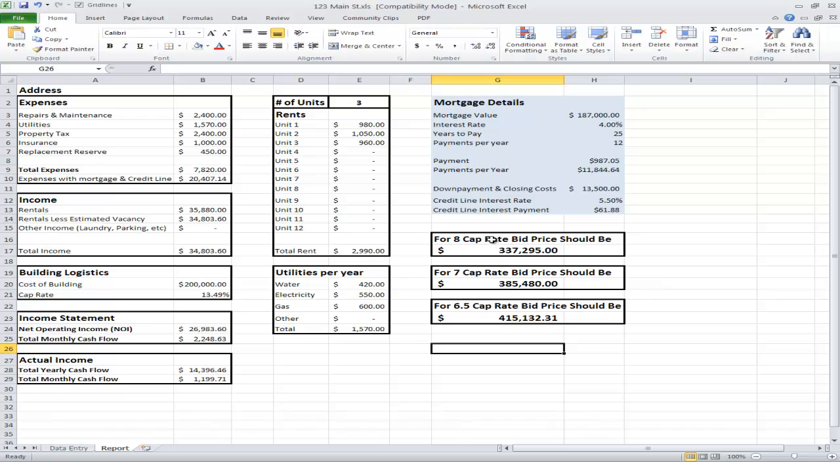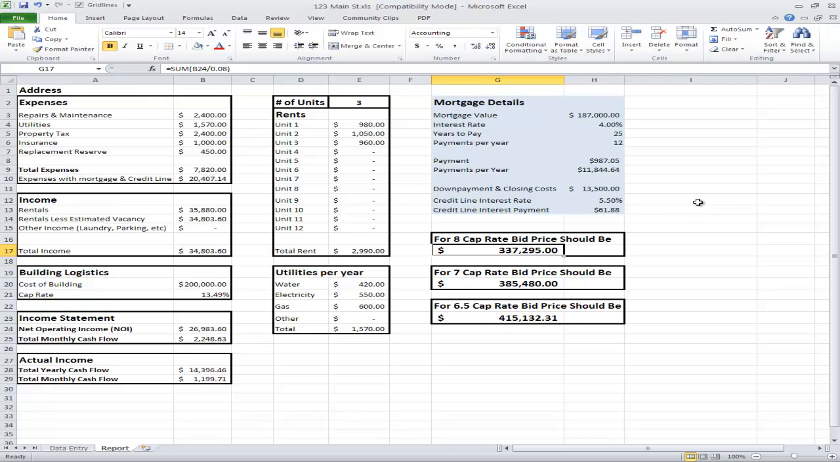So if you were looking at buying a property and you thought the price of it was a little high, these can help you out here. You'll know, hey, if I'm looking for an 8 cap rate, this is what my bid price on the property should have been. So you can go in and make a counteroffer. So maybe this building, they were asking $350,000. You could walk in there and say, well, you know what, I only want to give you $337,000, because you now know that will give you an 8 cap rate with all of the expenses taken into account.